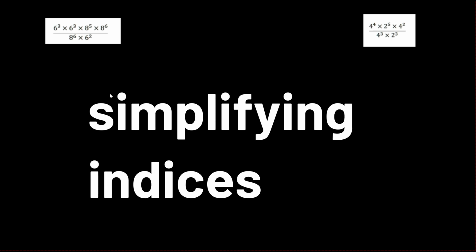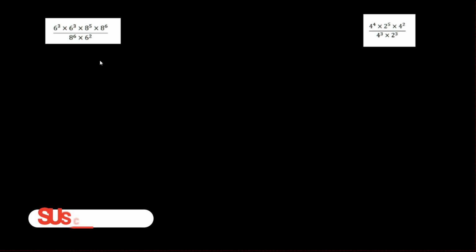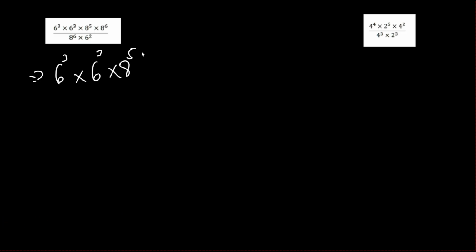In this video, we are going to consider the following question on the screen. First one you have over here is 6 raised to the power 3 times 6 raised to the power 3, each raised to the power 5, each raised to the power 6, all over each raised to the power 6. Now this question is from the laws of indices. So if you've studied the laws of indices, we can just solve it.